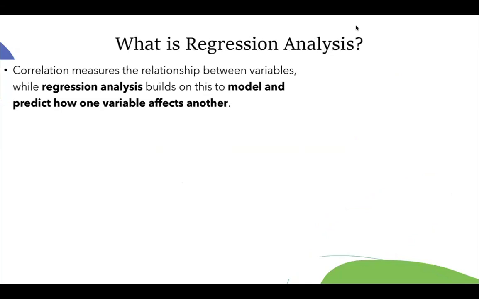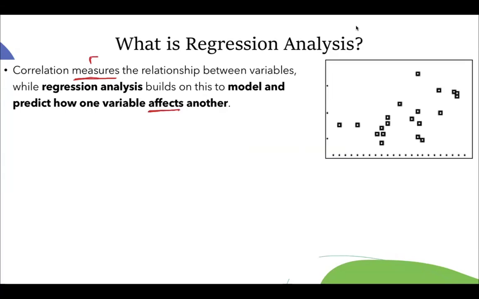So regression analysis is what we're going to do next with R values. Correlation measures the relationship between the two variables. So it measures the strength, and that's what we get when we look at the R value, the strength of the relationship between the two variables. Regression analysis builds on this model and predicts how one variable affects the other.